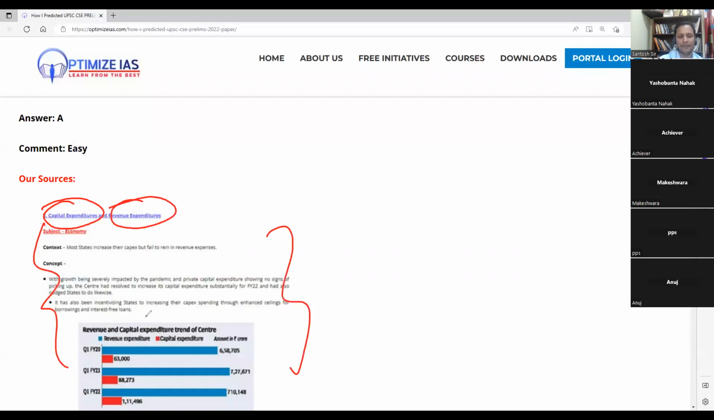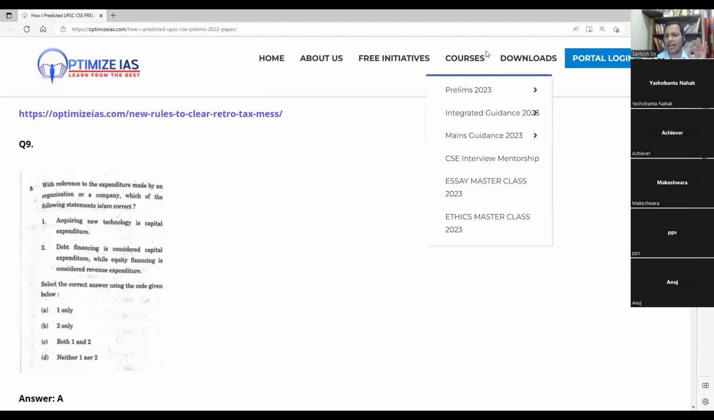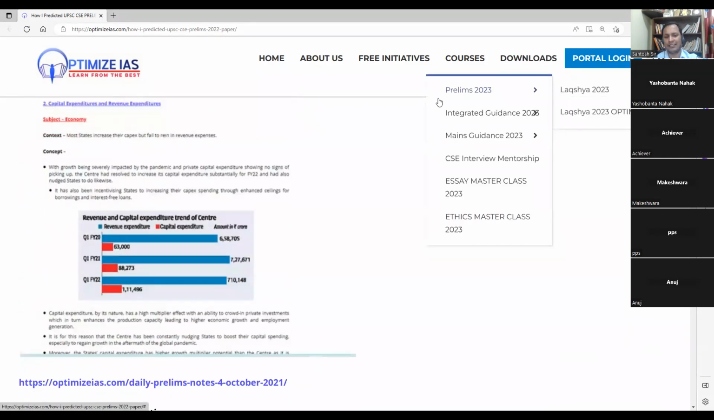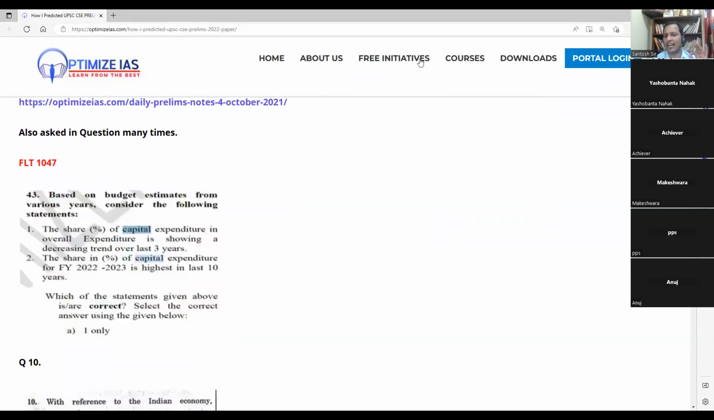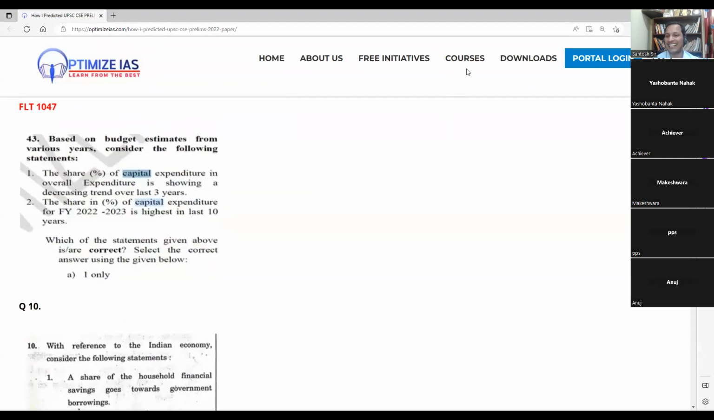Directly I have explained, because since last year, what is the focus of government? Capital expenditure or not? Over the last 1 year, to boost the economy, what is the focus of the government? Capital expenditure or not? You see, question number 9 also is directly from our DPN sources. I even gave this question in my second last full length test, based on the budget estimate. Capital expenditure. You see here, guys.